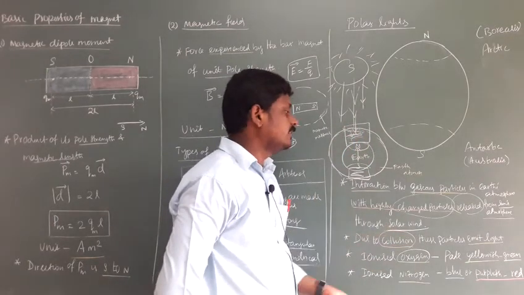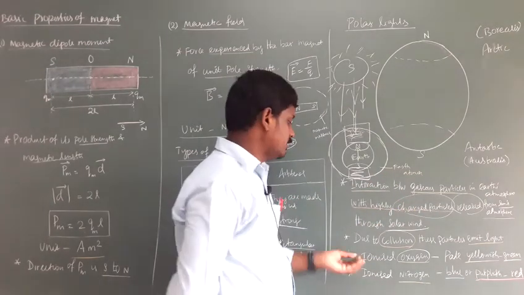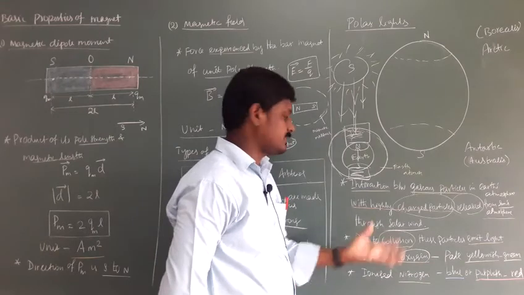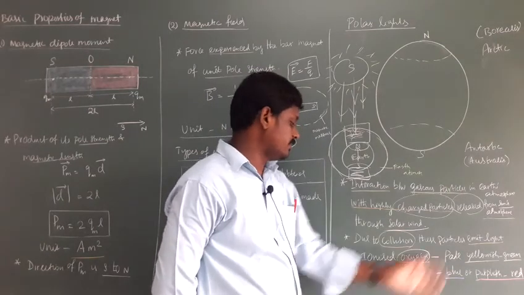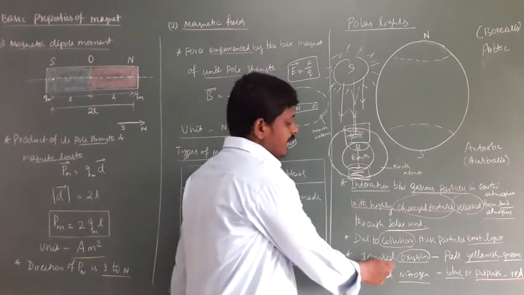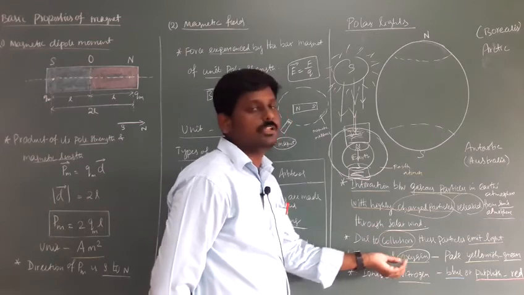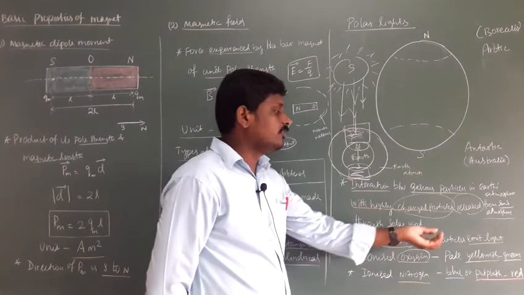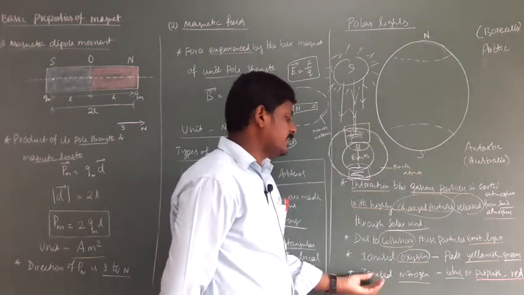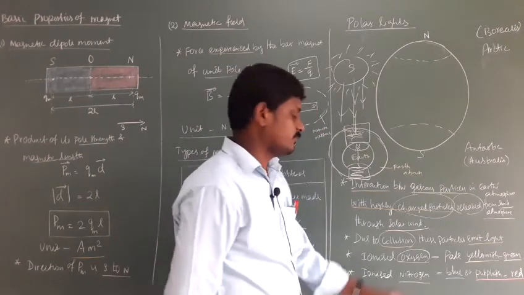It emits light. If the emitted light is pale yellowish green, it means ionized oxygen interacts. If it is blue or purplish red, it means ionized nitrogen. So if ionized oxygen is present during the interaction, we get pale yellowish green color. If it is ionized nitrogen molecule, we will see blue or purplish red.